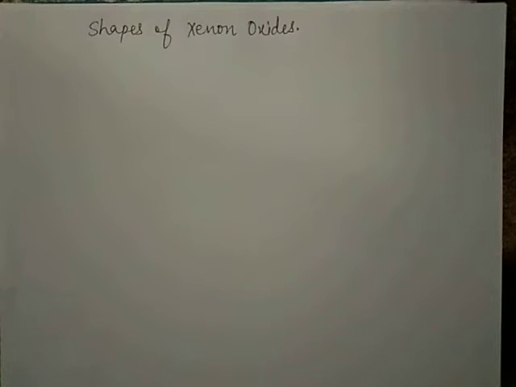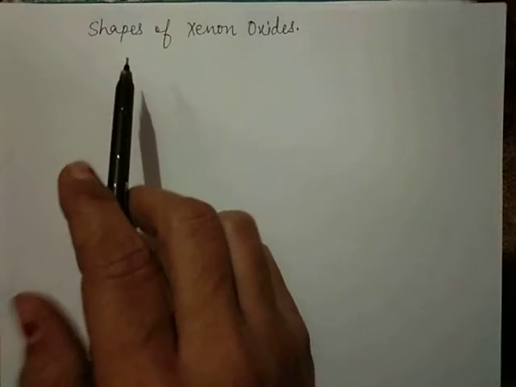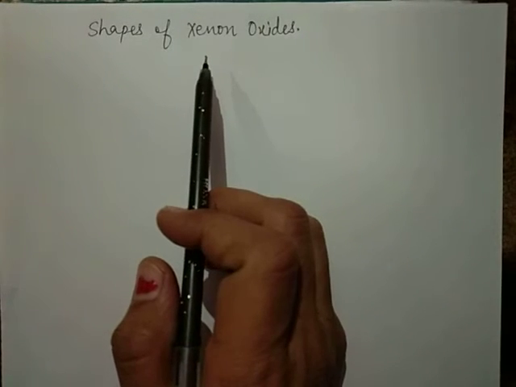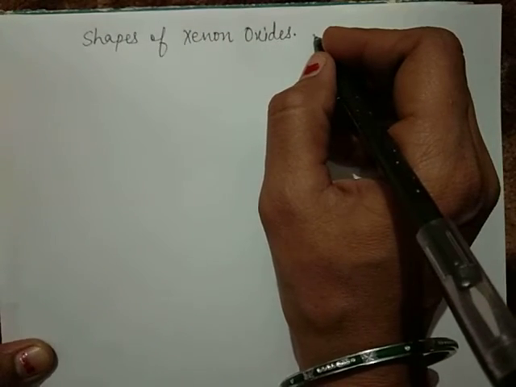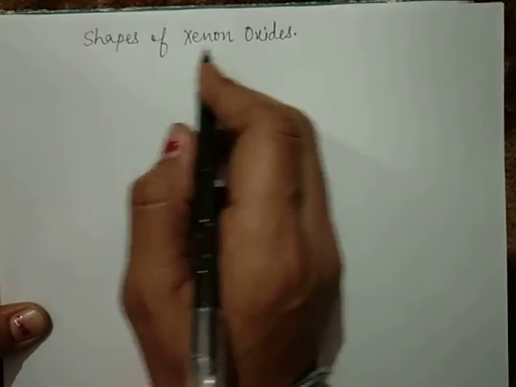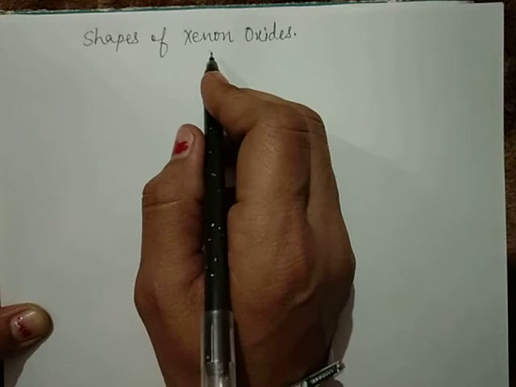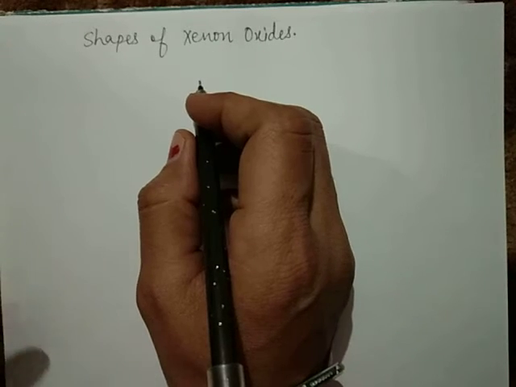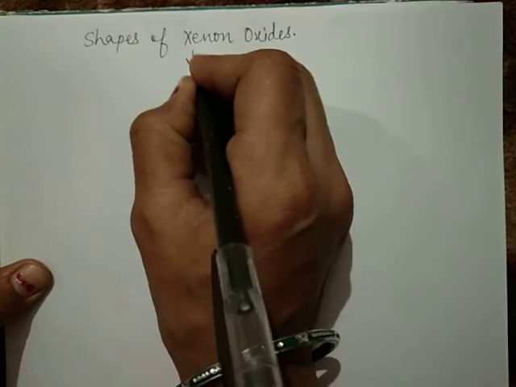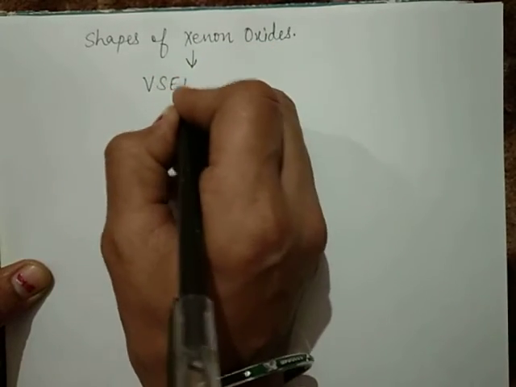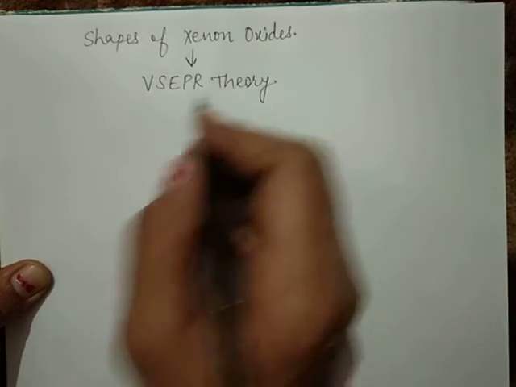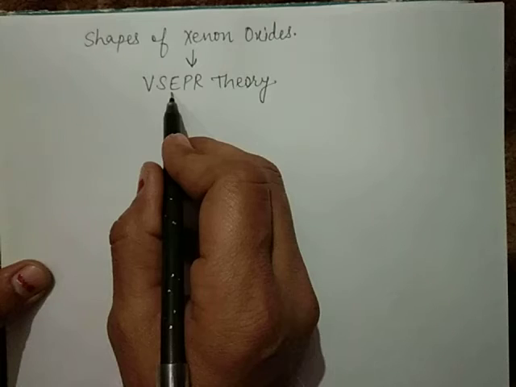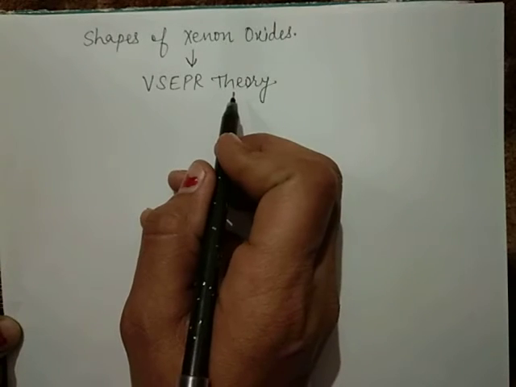Hello students, today I am going to introduce the next topic of P block elements, that is shapes of xenon oxides and xenon oxyfluorides. Now the shapes of oxygen-containing compounds of xenon are explained on the basis of VSEPR theory. What do you mean by VSEPR theory? Valence shell electron pair repulsion theory.